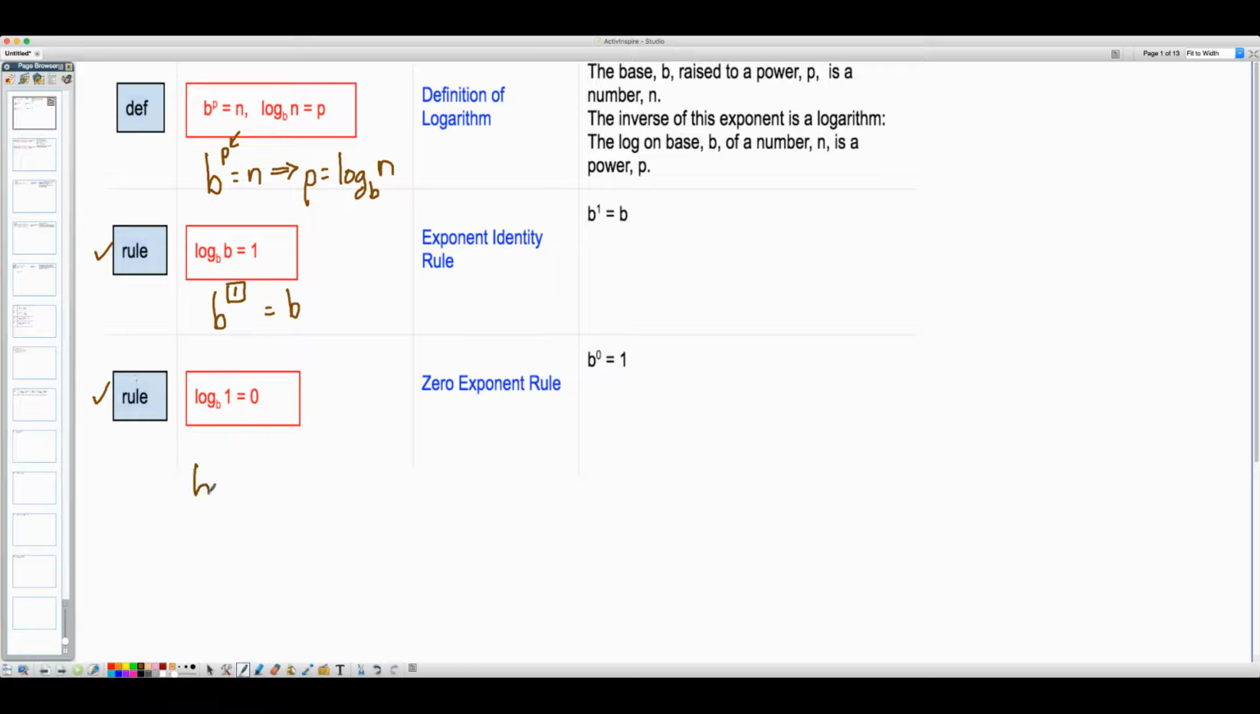And the second rule is this one here, which is one that you also ought to know. What power would you raise b to in order to get the number 1? And that would be to the 0 power. Of course, b cannot be equal to 0. And here we're going to say that b is a number that is greater than 1, greater than 0.